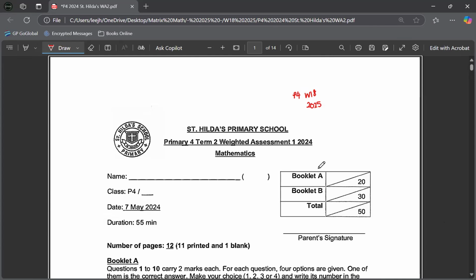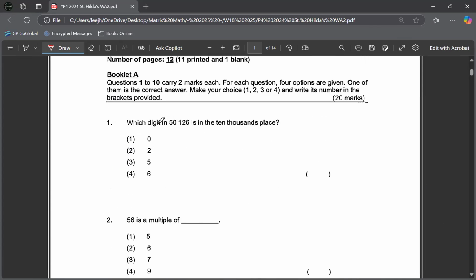Okay, so I'm going to the first question. So it says which digit in 50,126 is in the 10,000s place? So 10,000, you know your placing very well, you should know that it's actually number 5, the digit 5. So your answer is option 3. Okay, question 2.